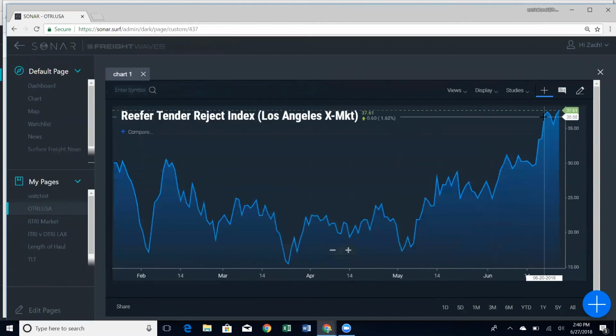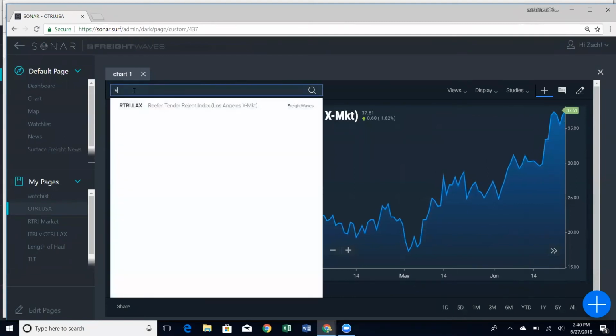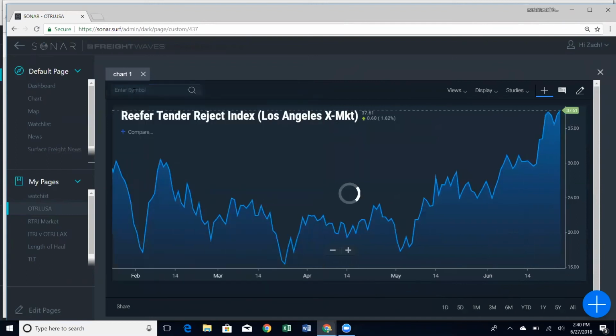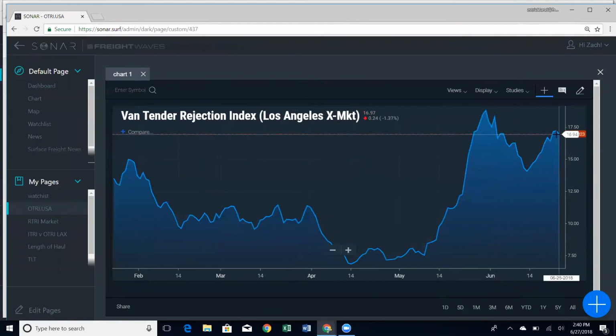So you see that the reefer rejection index has gone up quite a bit. So that explains a good piece of that 18% market, meaning that you still have a lot of produce probably coming off the coast there. That's a part of it. And so if we went in here and looked at the V-Tri LAX, we would see that vans are actually seeing a slight recovery, still elevated, but again, moving a little bit differently. So you're starting to get a better picture of what's happening in the LA market in general.